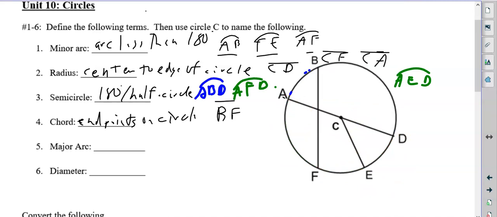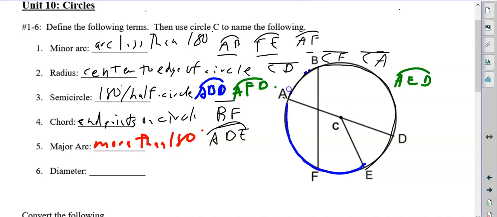A major arc is more than 180 degrees and is also going to be using 3 letters. So a major arc has to go past 180. So we might say, you know, A, D, E. Right? Or A, D, F. Or, you know, E, A, D. Something like that. Again, 3 letters. Okay, your starting point, your stopping point, and a stop along the way.